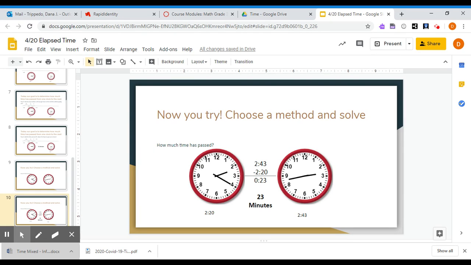And so now that you've had some time, I went ahead and I chose the stack and attack. So the first thing I did was I determined the time on both the clocks, 2:20 for this one and 2:43 for this one. I put 2:43 on top of 2:20. Lucky for me, I didn't have to do any borrowing this time. I did 3 minus 0, which is 3, 4 minus 2, which is 2, 2 minus 2, which is 0, which tells me that 23 minutes have passed.